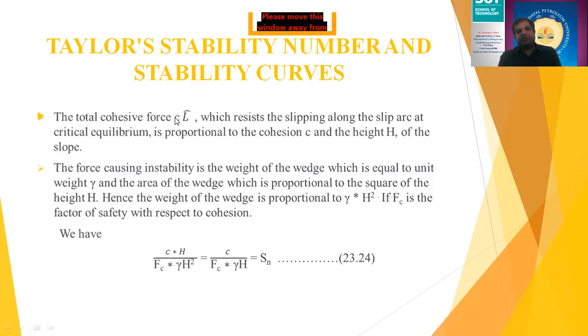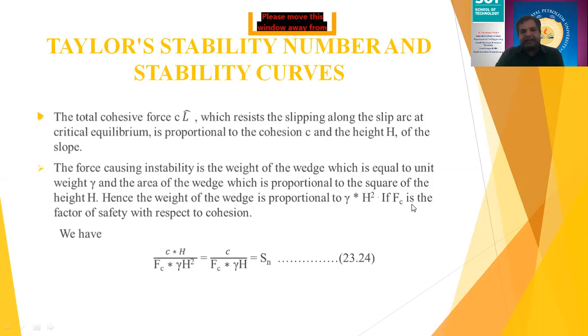The total cohesive force C L arc, which resists the slipping along the slip arc at critical equilibrium, is proportional to the cohesion and length h of the slope. I think it is but natural. The force causing instability is the weight of the wedge, which is equal to the unit weight and the area of the wedge, which is proportional to the square of the height. As such, it is the overburden. Hence, the weight of the wedge is proportional to gamma into h square.